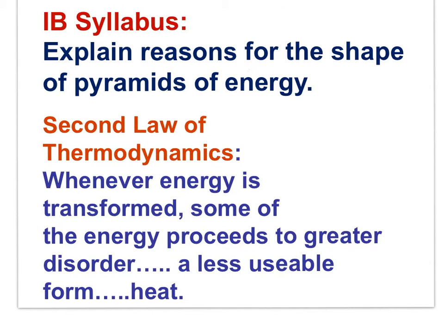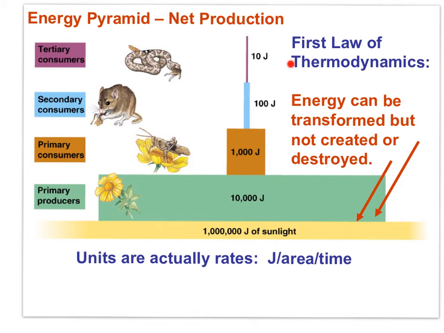Explain reasons for the shape of pyramids of energy. You should be able to explain the shape of an energy pyramid while articulating the second law of thermodynamics. Whenever energy is transformed, some of the energy proceeds to a greater disorder, a less usable form, heat. There's an increase in entropy. But don't forget the first law of thermodynamics. Energy can be transformed but not created or destroyed. The solar energy absorbed by autotrophs is equal to the energy contained in the glucose.